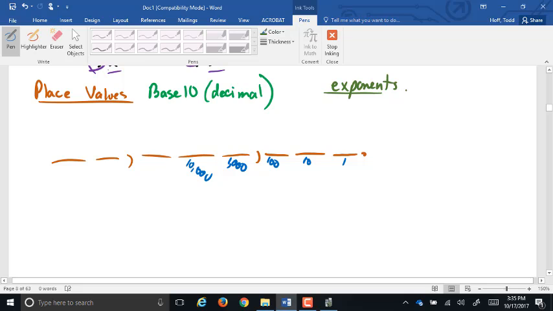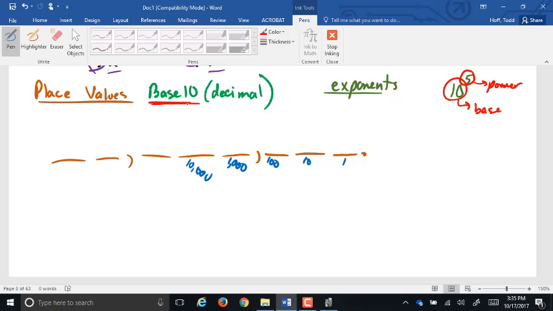Remember, exponents have two parts. We have the base, which is this bottom number, and the power. So what a base 10 number system is, it is a numbering system where the place values are exponents with a base of 10.